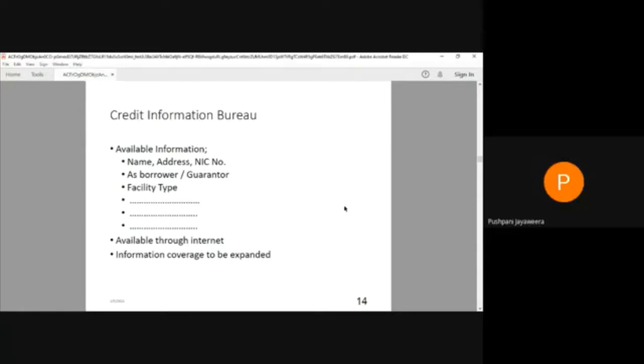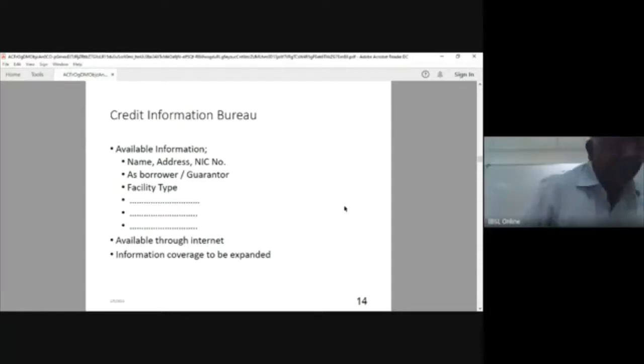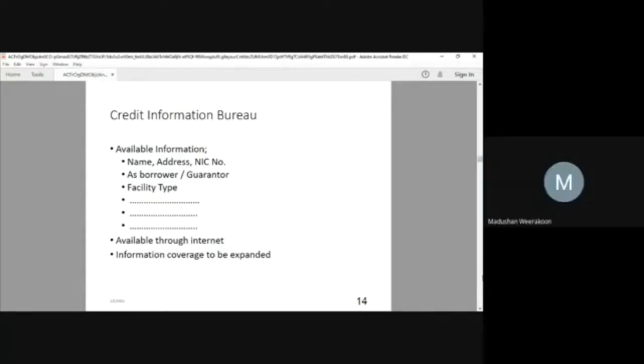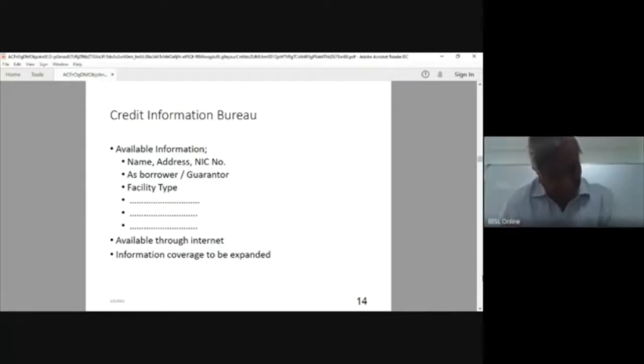Dishonored check details. Very good. Check returns and anything. If there are check returns, yes, that's also given. Fine. Any other information? Recent inquiries. Yes, very good. Whether this customer is making inquiries to other banks for facilities, recent inquiries from other banks. Very good.